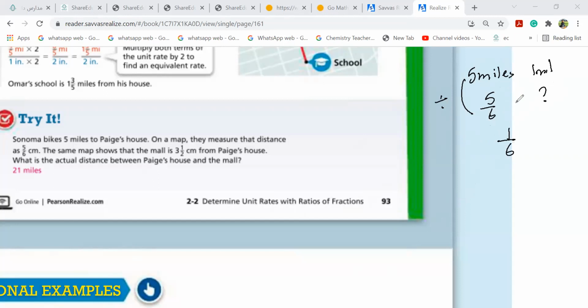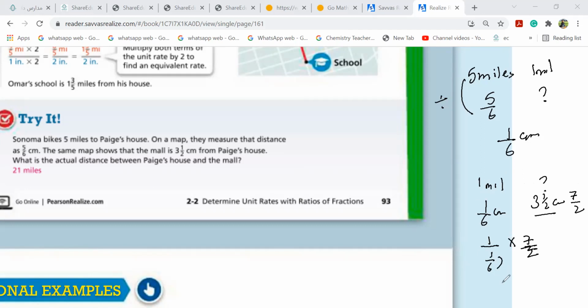1/6 centimeter. Then 1 mile is 1/6 centimeter. So 3.5 centimeter is how much? You open this 3.5, you get 7/2. So you just do 1 divided by 1/6 multiplied by 7/2.